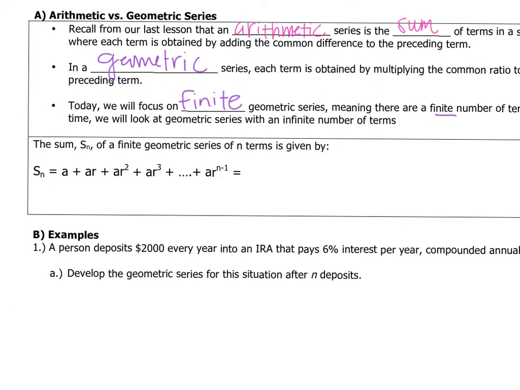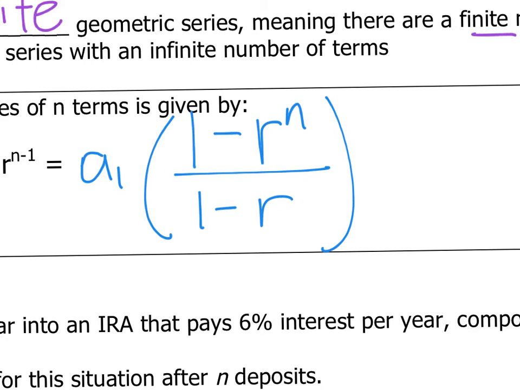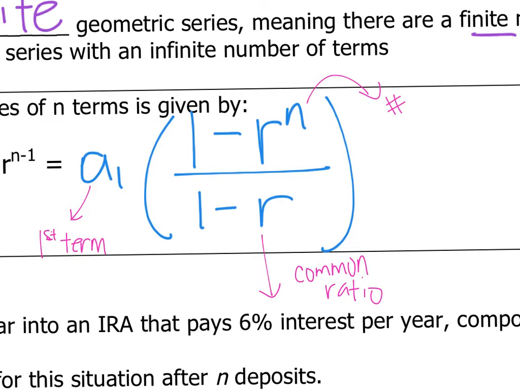Our formula to find the sum of a finite geometric series is given by taking our first term times the quantity 1 minus r to the n over 1 minus r. So we know that a sub 1 indicates our first term in the series. We know that r is our common ratio. And then n is the number of terms in our series. Okay.